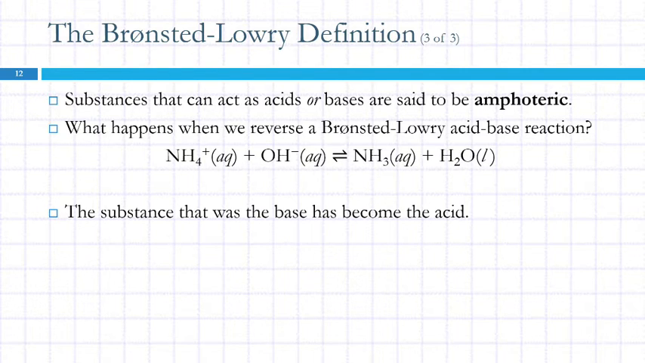Let's look at what happens when we take that ammonia plus water equation and just write it backwards. Then we've got ammonium plus hydroxide ion making ammonia plus water. So this was the base when we looked at it in the forward direction. This is the acid now because it's got the hydrogen ion. It's going to donate that to the hydroxide. The hydroxide is acting as the base.